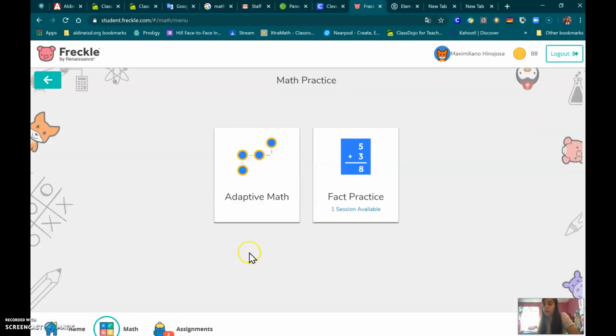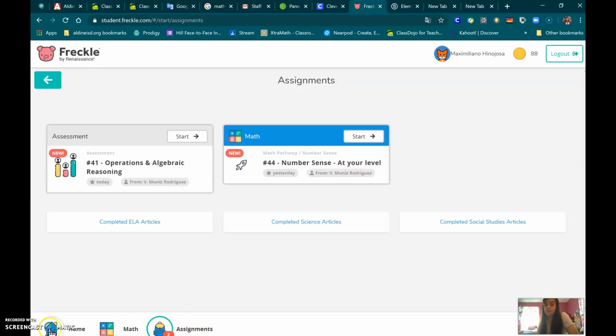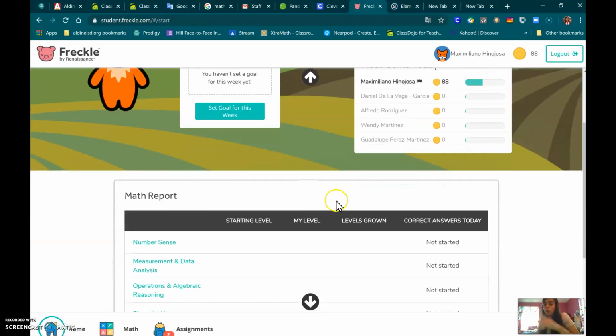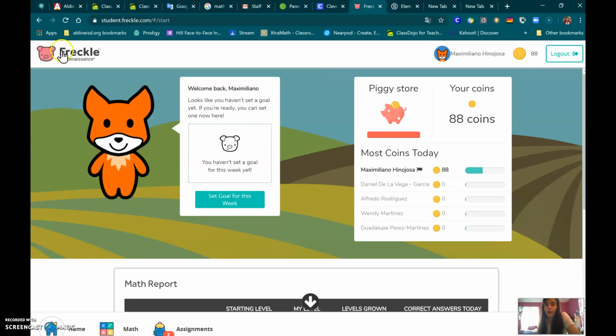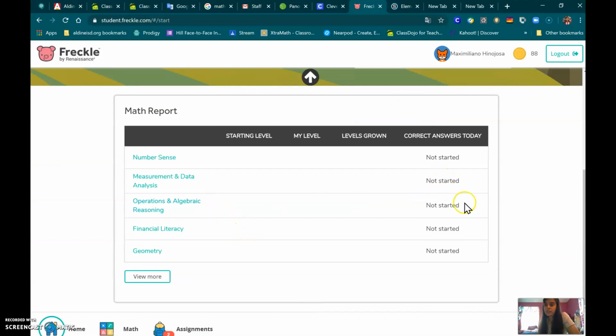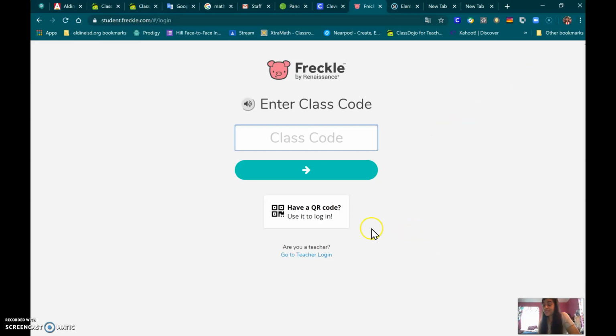Don't forget math is your math facts and assignments, and then home is where you can go to your adaptive practice, where you can click, okay, this is when I'm gonna start and what I can do. I'm gonna go back home, but I'm gonna have to go back to the Freckle homepage. I'm trying to see if I can go back to the reading source. Okay, so I'm gonna log out. Once you log out, it's gonna ask you for the class code. So I'm gonna give you the class code for the class.